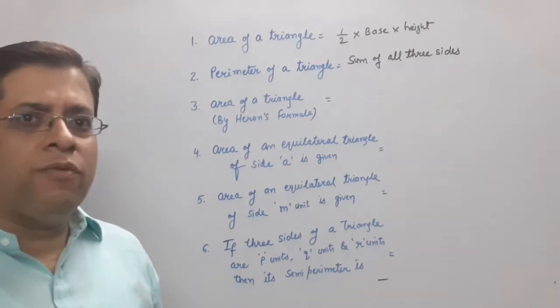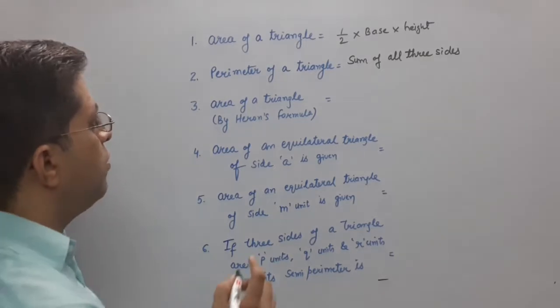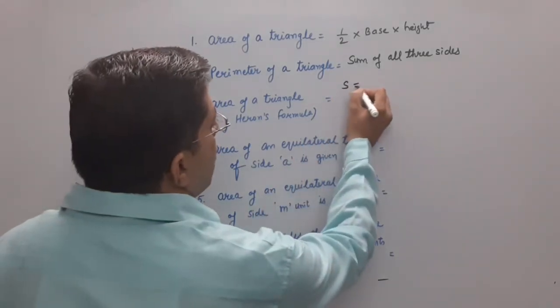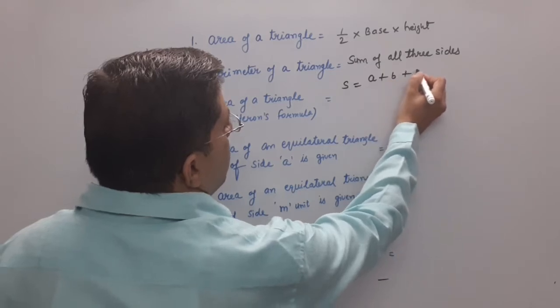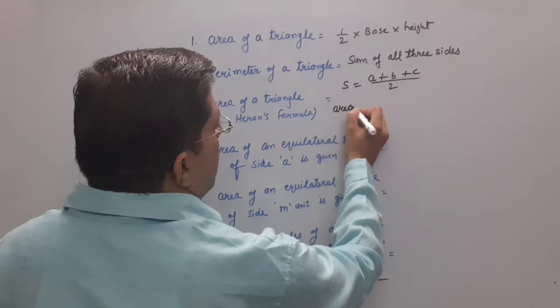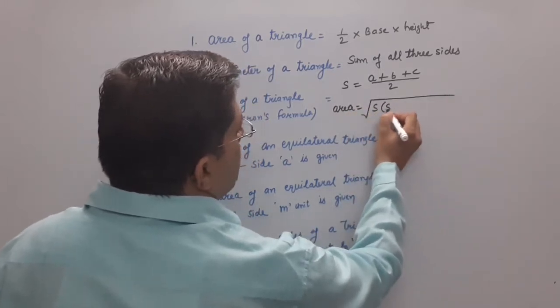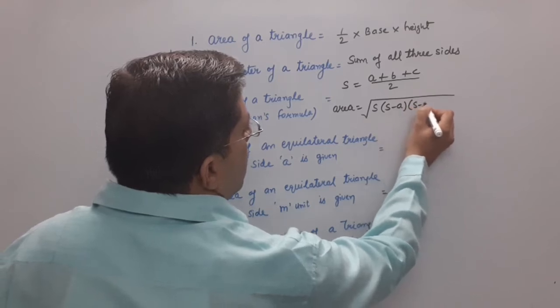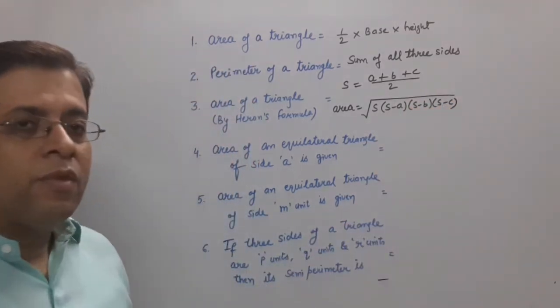For getting the area of triangle by Heron's formula, first of all you have to find semi-perimeter. If three sides are A, B and C, then semi-perimeter will be (A plus B plus C) upon 2. Then what will be the area? This is square root of S(S minus A)(S minus B)(S minus C). Getting?